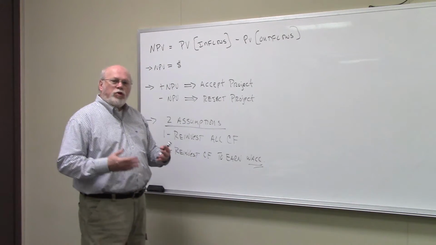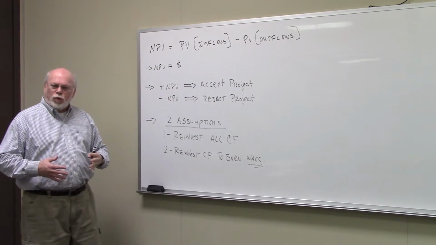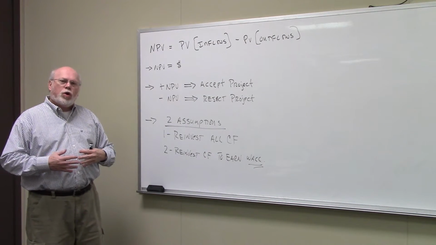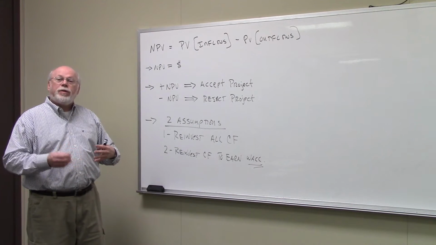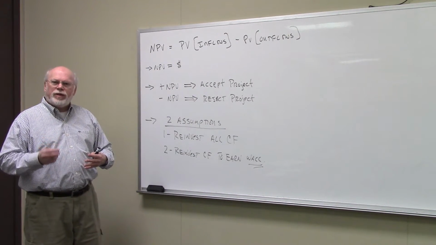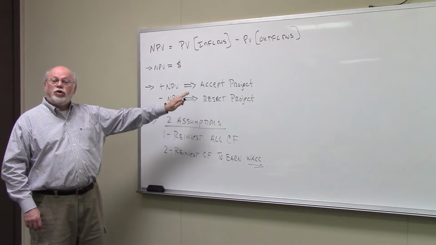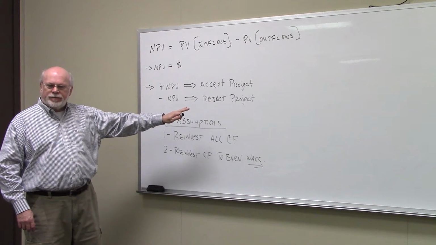Now, when you calculate net present value, the answer you get is in a dollar format. So you'll get a number like $40,000 or negative $75,000. But it'll be in a dollar format. The decision criteria with net present value is that if the net present value is positive, you accept the project. If it's negative, you reject the project.